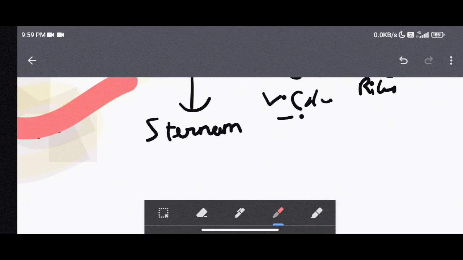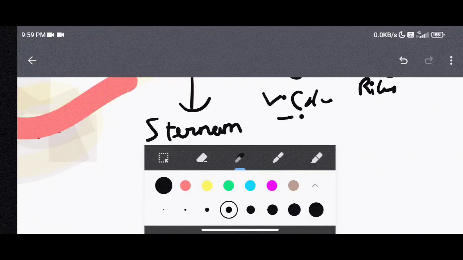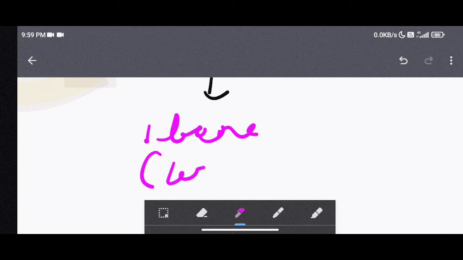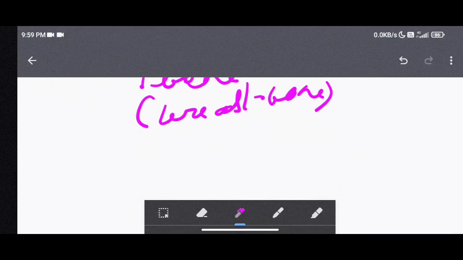Now let's move on to the sternum. As I have already told, it is a single bone, one bone only, and it is also called the breastbone. It is a flat bone. Done.